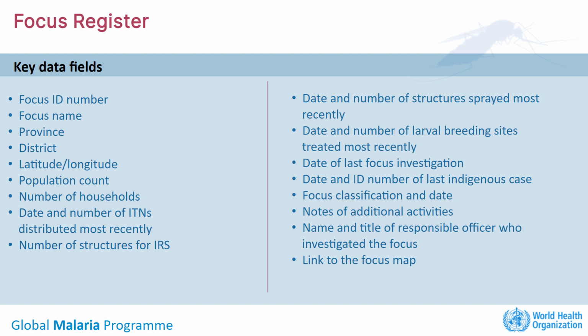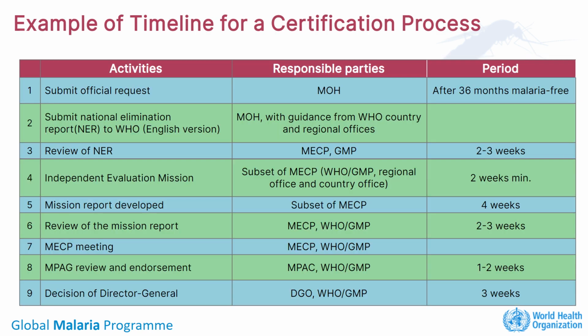The table provides an example of a plan of action for certification with a timeline. The time that will be taken for each step is indicated. Once a country submits a final version of the National Elimination Report, it generally takes 4 months to complete the whole process. The length of time between an official request for certification from a country and the submission of the National Elimination Report varies significantly among countries and depends on whether they have been preparing their report over time.